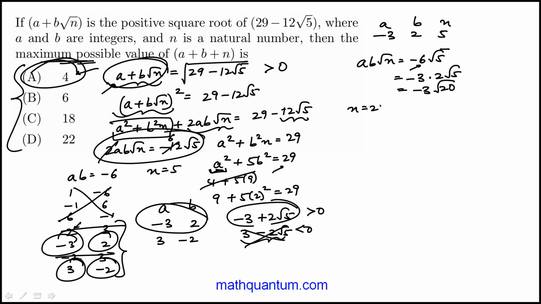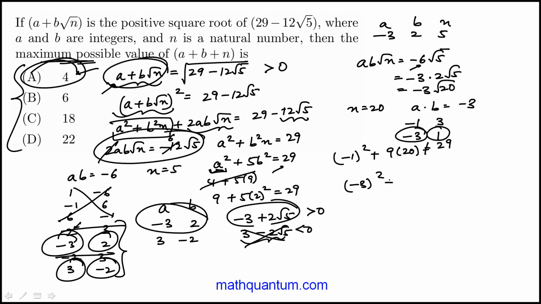In this case, n would be 20, and ab is -3. Again, our choices are -1, 3, -3, 1. Now, if we check this, -1, 3 will not work, because b squared would be 9 times n, which is 20. That's clearly not equal to 29. But if you look at the other one, -3 squared, which is 9, that does give you 29. And so this is our other possibility.